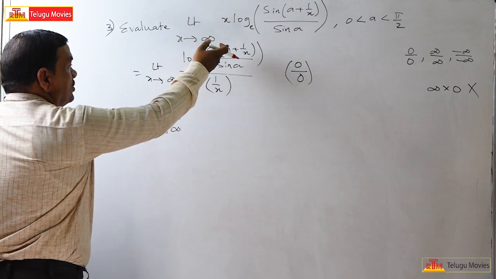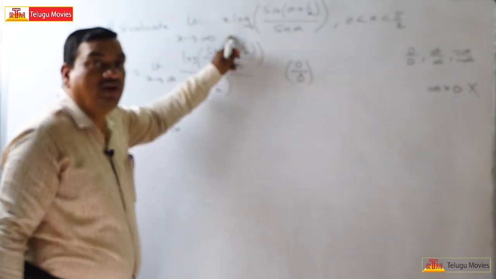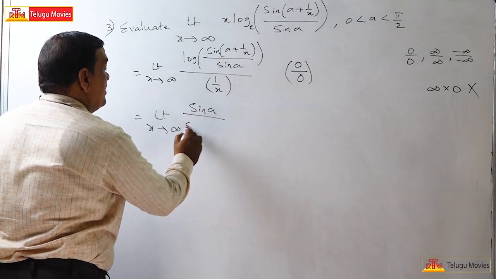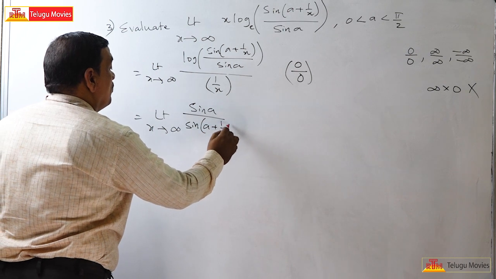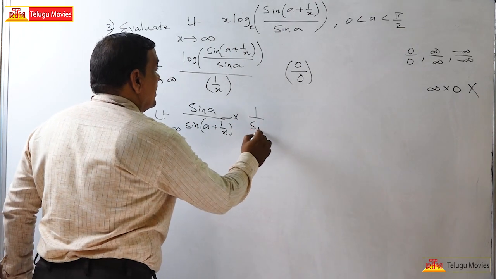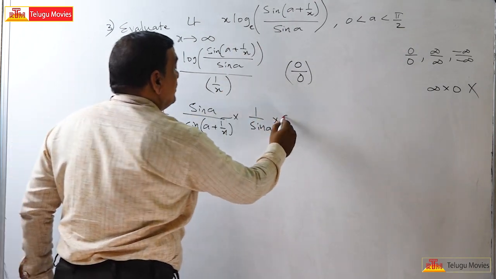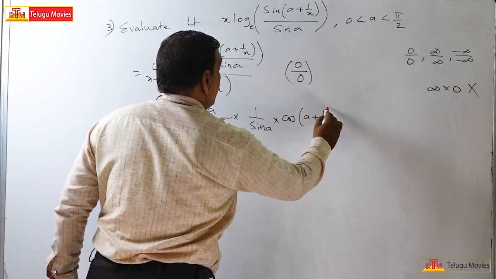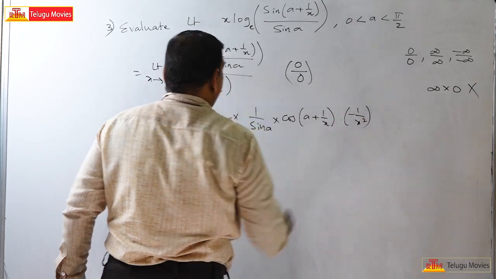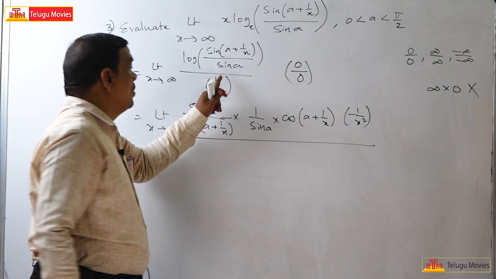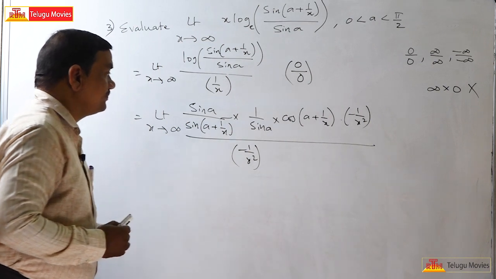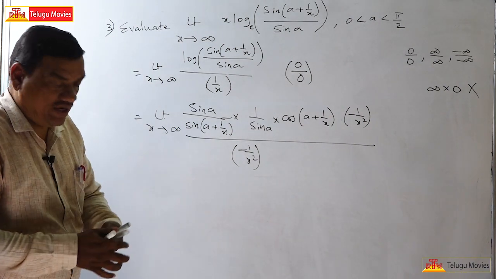Limit x tends to infinity. So this is a log x. Log x derivative is 1 by x, so directly I will write the reciprocal, that is equal to sine a by sine of a plus 1 by x, into, 1 by sine a is a constant, put it aside, into sine x derivative, cos x, that is cos of a plus 1 by x, into the derivative of 1 by x, which is minus 1 by x square, whole divided by the derivative of 1 by x, minus 1 by x square. Understand this?